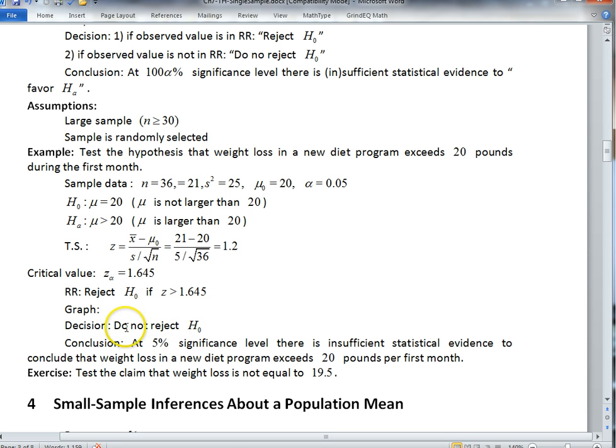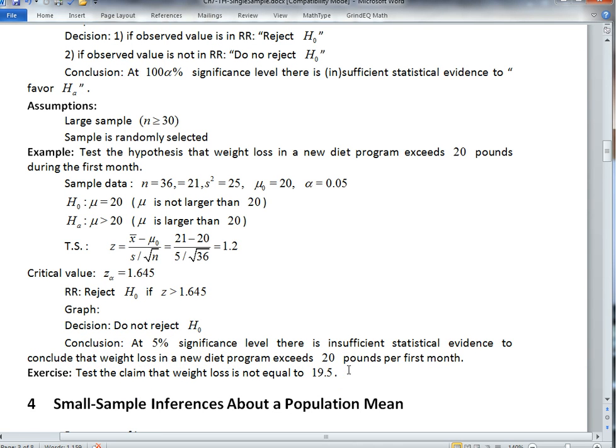So what does that mean, do not reject H0? That's why I need this conclusion, because my conclusion is based on a 5% significance level. So that's how I got my 1.645. I need to state that. So at the 5% significance level, did I have enough evidence or not? My evidence was insufficient because I did not reject. If I rejected, I would say sufficient. So in this case, I had insufficient statistical evidence to conclude that the weight loss will exceed 20 pounds.